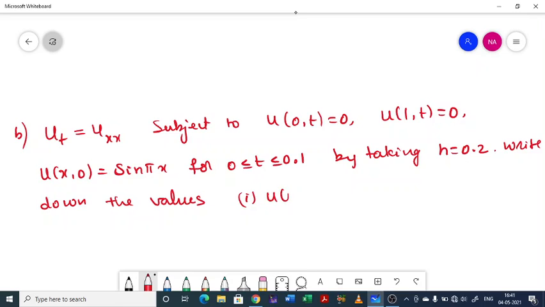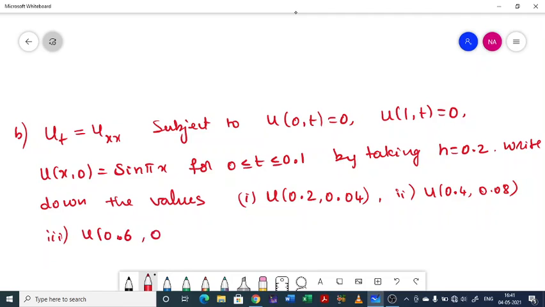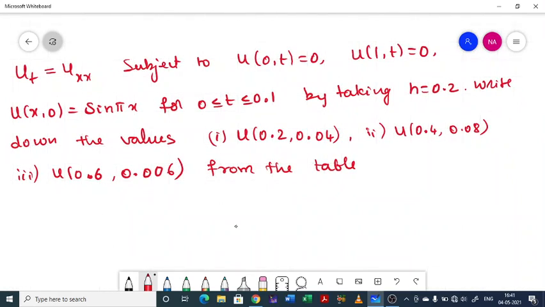u of 0.2 comma 0.04, and second one u of 0.4 comma 0.08, third u of 0.6 comma 0.06 from the table. So this thing we need to write. Okay, let us solve this one.